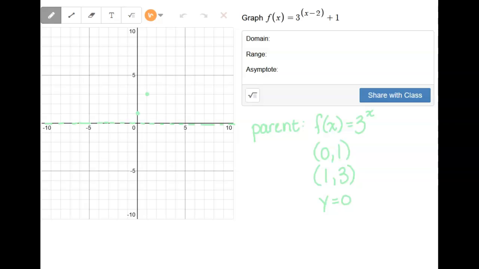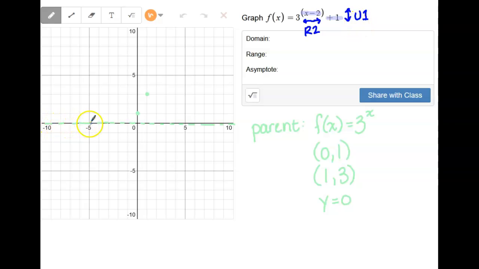So with this, we know that we have some transformations to make. So we have this transformation and we have this transformation. So this one right here, remember inside the parentheses is left and right, and we change signs. So instead of going to the left 2, this means that we're going to the right 2. And outside the parentheses is up and down, so we're going to go up 1. So everything here is going to shift the same thing, right 2 and up 1.